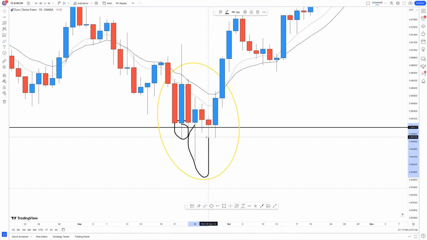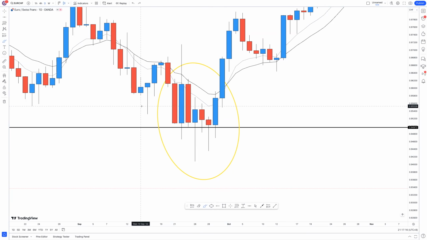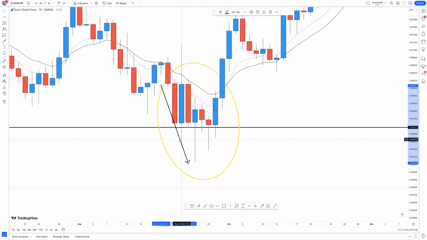Candlestick wicks, a lot of lower wick right here. What do these lower wicks mean? It means that at some point in time, the sellers were trying to push the price all the way down here, creating this low, low, low right here.